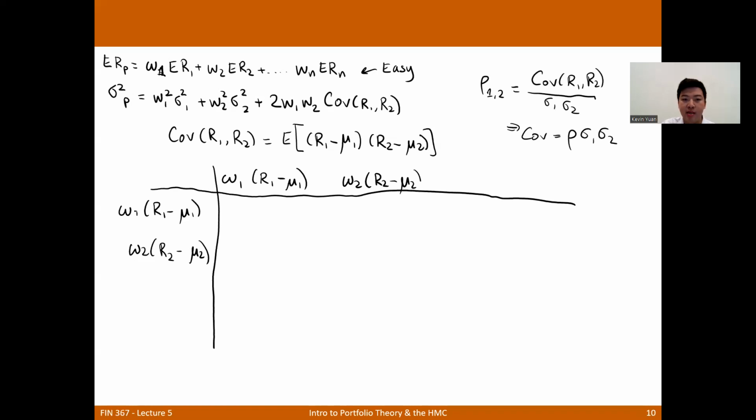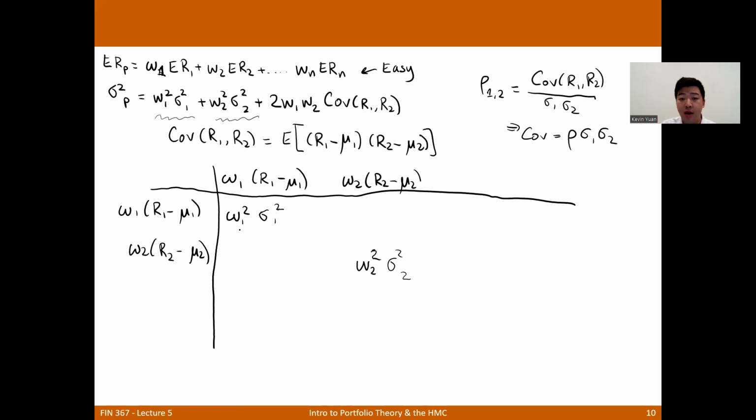And we take the cross product. We can take W1 times W1, that's W1 squared, and we take the expectation of R1 minus mu1 with R1 minus mu1, and that's nothing more than just the variance. Likewise, we can take the cross product over here. W2 times W2 is W2 squared, and the cross product between R2 minus mu2 and R2 minus mu2 is simply sigma squared 2. So you can see that the diagonals are essentially the variance terms, and that's given by this guy over here and this guy over here.